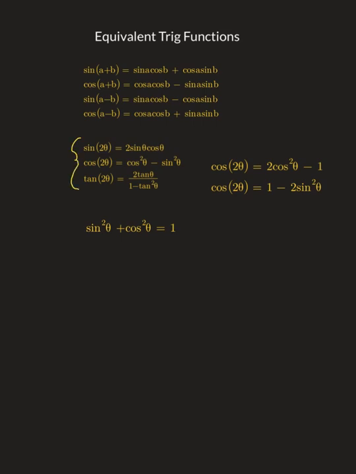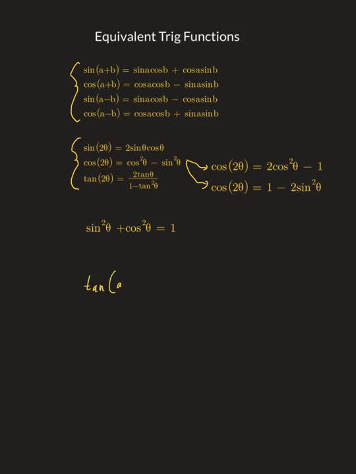Now, you probably notice here you have sine 2 theta, cos 2 theta, tan 2 theta, and we actually have 3 forms of cos 2 theta conveniently. But up here, sine of a plus b, cos of a plus b, sine of a minus b, cos of a minus b, we don't have tan of a plus b or tan of a minus b. All right, so let's just derive that.